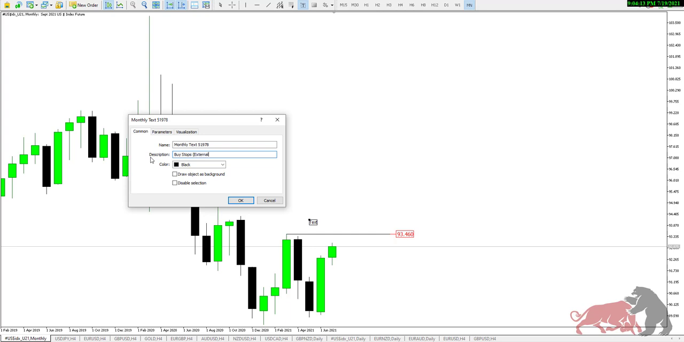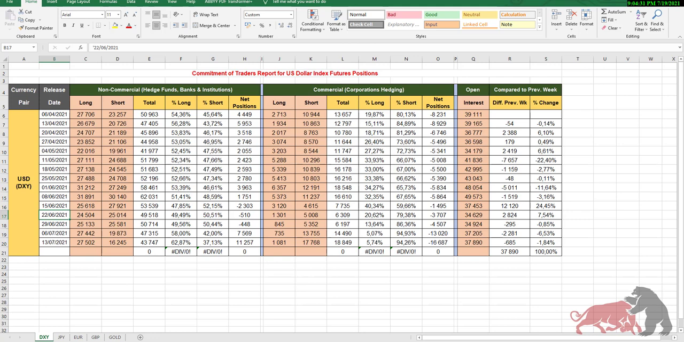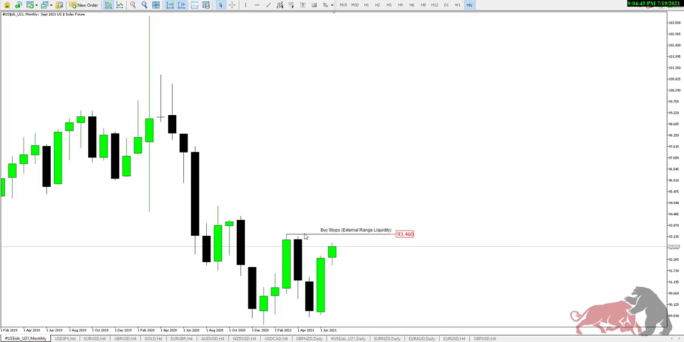So this is external range liquidity, in the form of buy stops, that lies above this range here. Now we can clearly see that that's where dollar is heading. Now coming back to the COT report, we have seen the commercials are extremely net short. They are becoming extremely net short as price is heading into what? Into an area of resistance, into an area of supply. You see how the two now gel together.